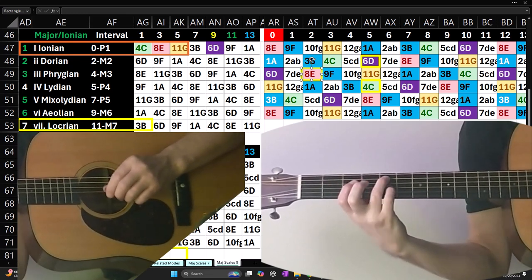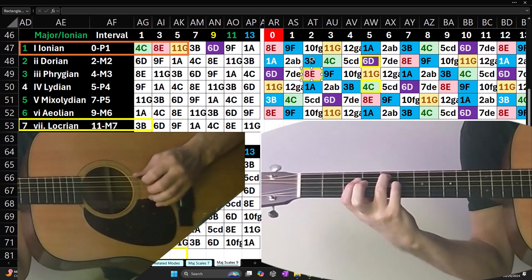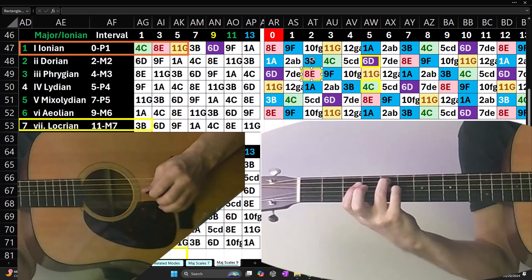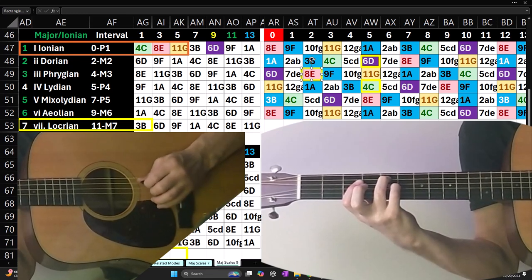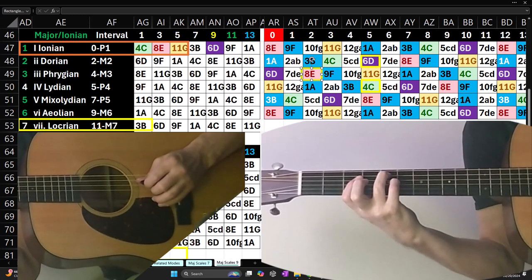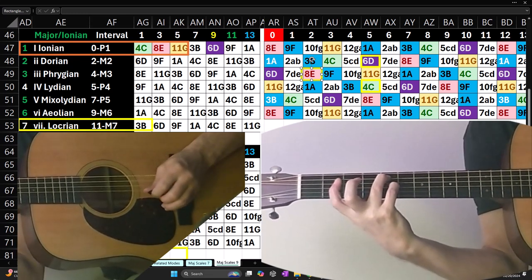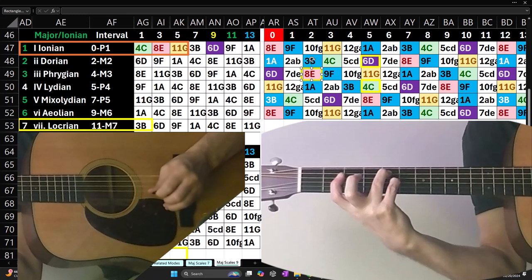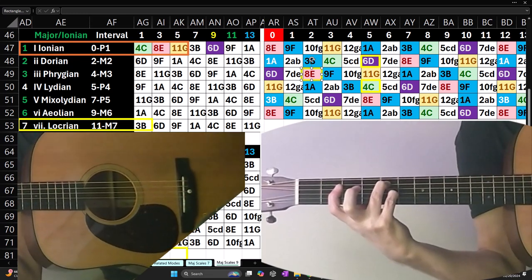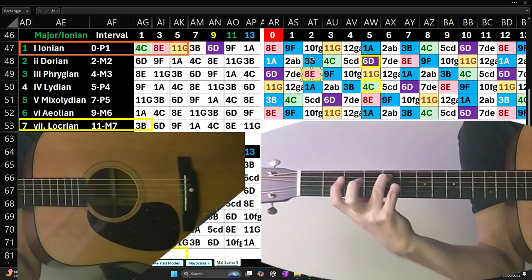Okay. I have these three. So now I've got the 1-3, going from bottom to top, 1-3, major nine. Wait a sec, that's not right. It's back here. A little bit more of a stretch. Okay. Still doable. All right.